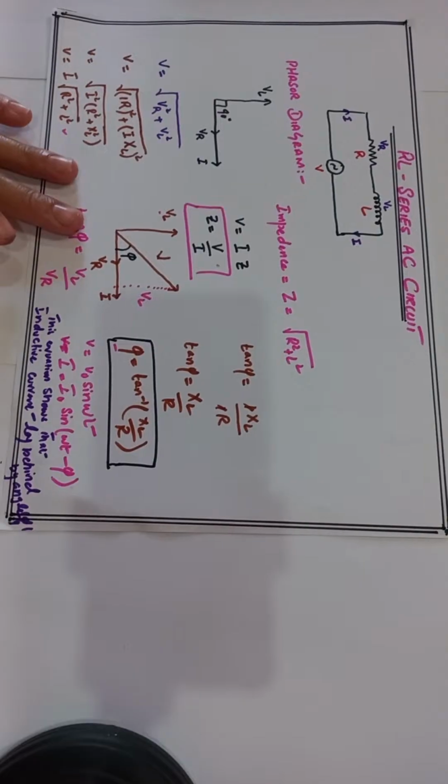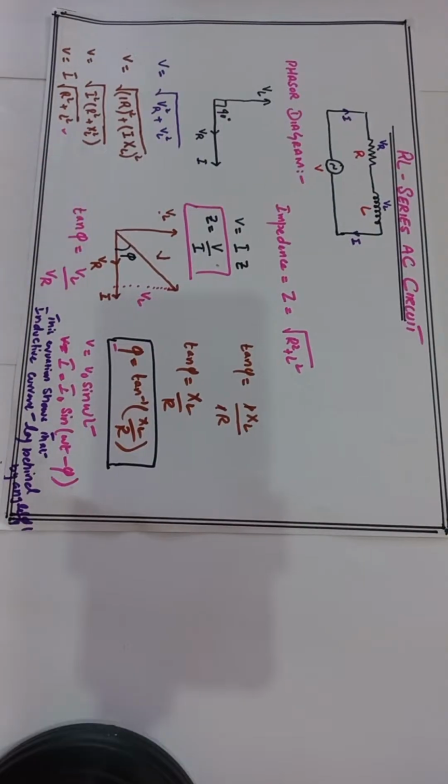Okay, today we discussed the RL series AC circuit. We found the impedance, then we found the phase angle. Next we find the power in the RL AC circuit. What is the power in an RL AC circuit? We will discuss that. Our next topic is about the power in the RL AC circuit. If you have any question, please ask in the comment section.